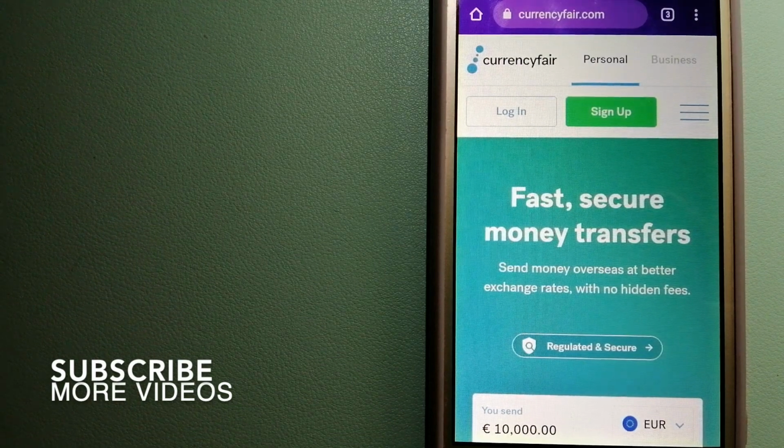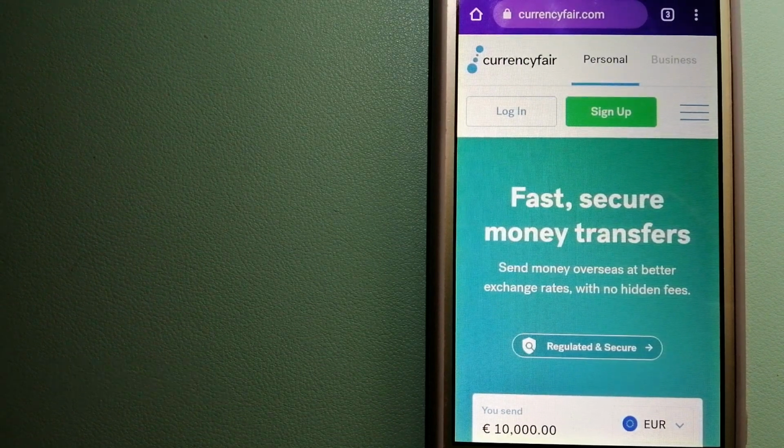Our first option is Currency Fair. This is a B2B online marketplace that allows individuals and businesses to exchange currencies and send funds to bank accounts worldwide. It uses a unique person-to-person online marketplace to facilitate currency exchange between users in a simple and anonymous fashion. And for more information on Currency Fair, just check the video description.